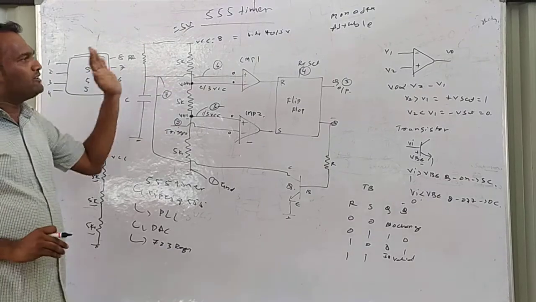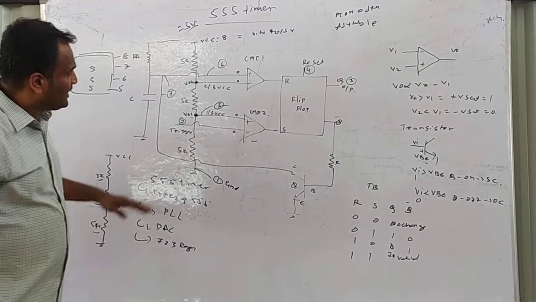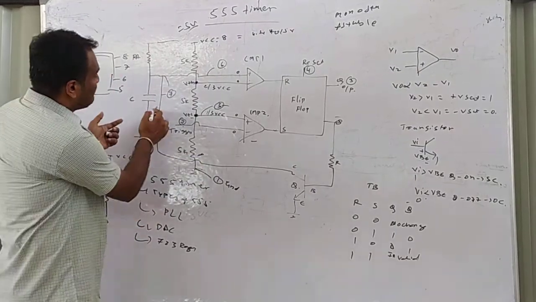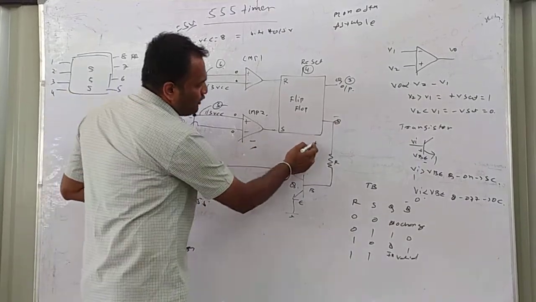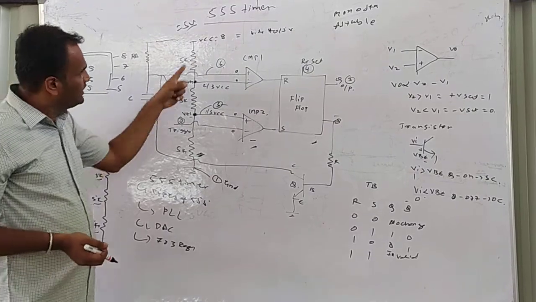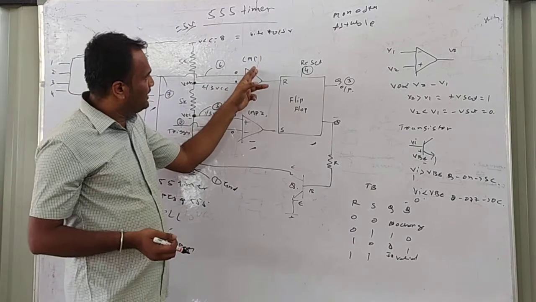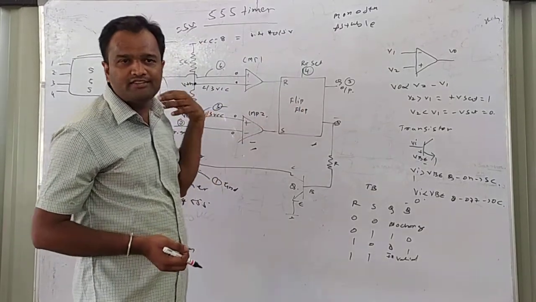Now let's try to understand the internal block diagram of this 555 timer. As I said, it contains 4 different stages. This is the first one, this is the second one, this is the third one, and this is the fourth one. That means the charging and discharging circuit is stage 1, the voltage divider network is stage 2, the comparators are stage 3, and the flip-flop is stage 4.